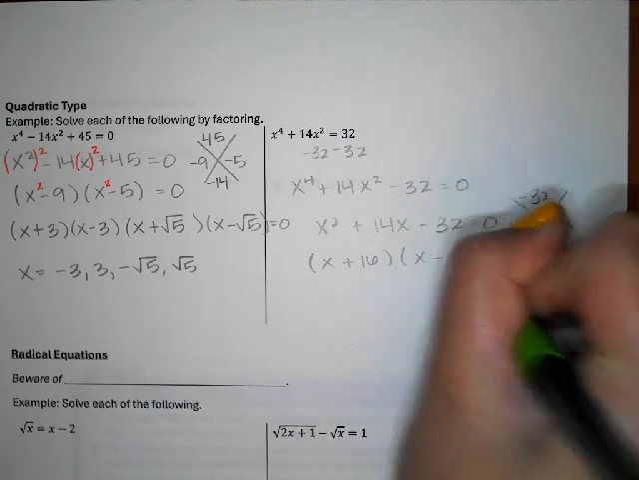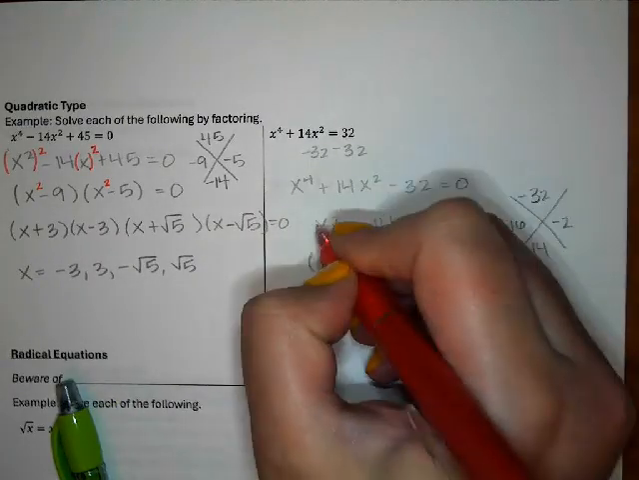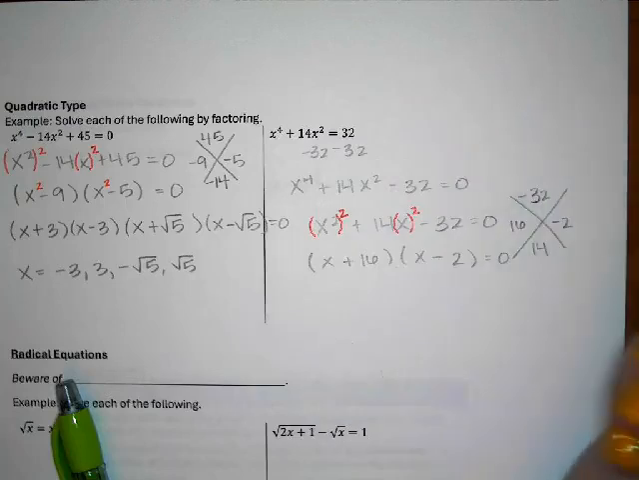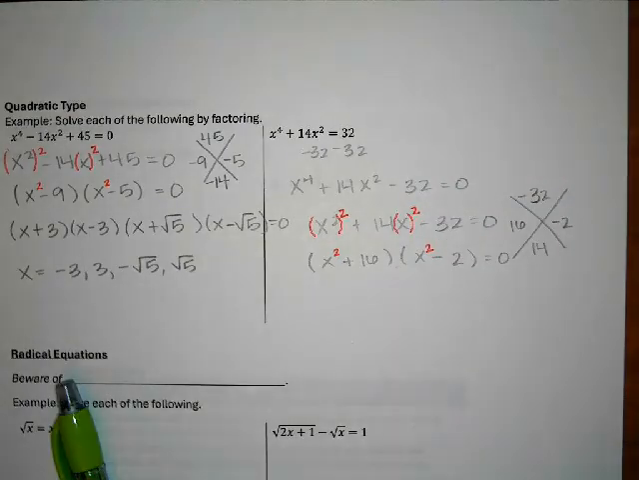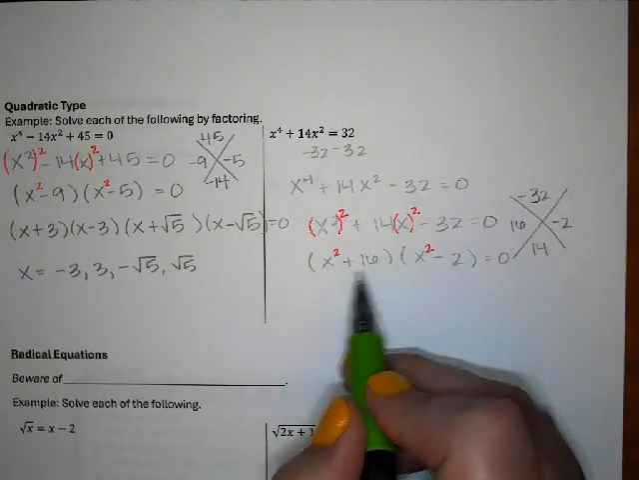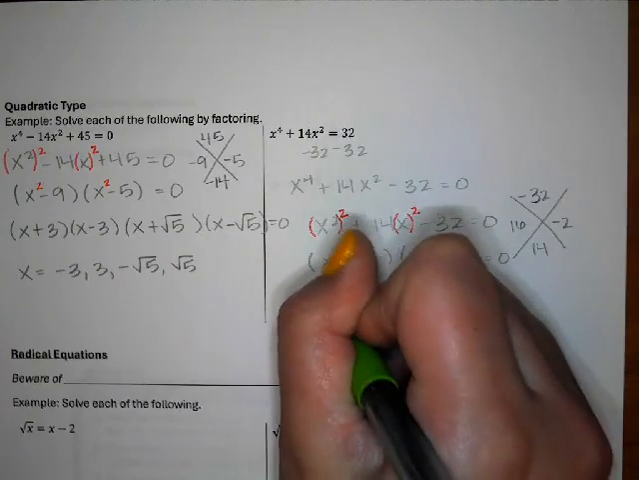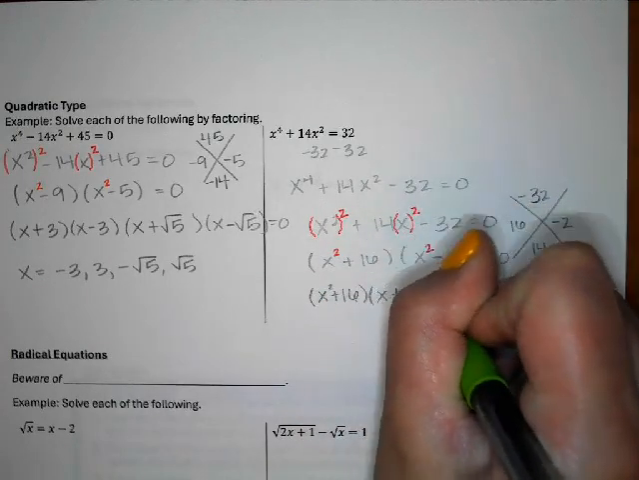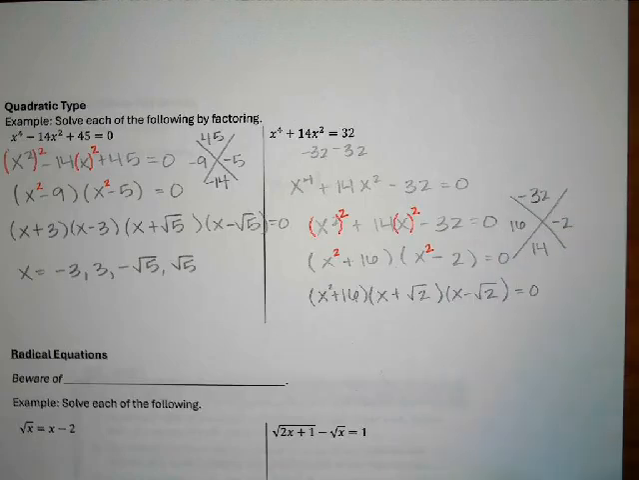Okay, but these are not the same equation. This was squared and this was squared, which means what I'm going to do is go into my factors and make the x's squared there as well. So now this is the sum of squares, which is not something I can factor, so I'm going to solve that in a minute. But here I can do x plus root 2, x minus root 2. Okay, so my real answers are negative root 2 and positive root 2.